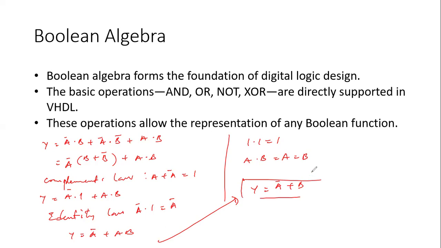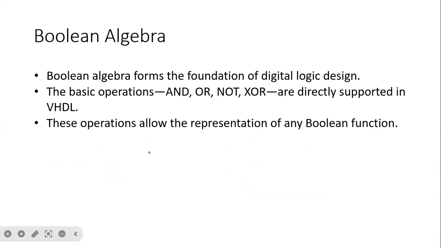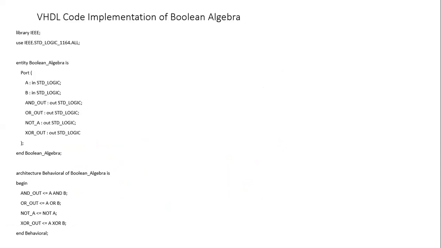Okay? So that's just a simple basic problem. Now, let us look at what we have here. Okay, so here we have the VHDL code representation. We have the VHDL representation of the Boolean algebra.